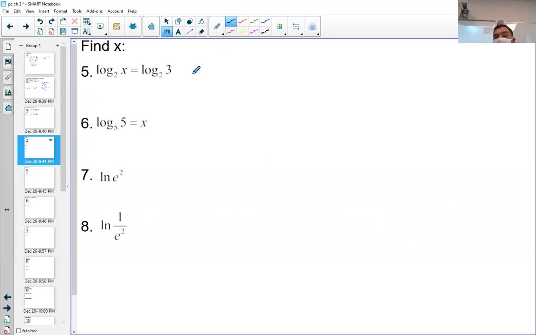Okay, let's do each problem. There are a couple of properties with these. There's actually like 3 in the first one. In the first one, it's x equals 3. Okay, so let's do one at a time.